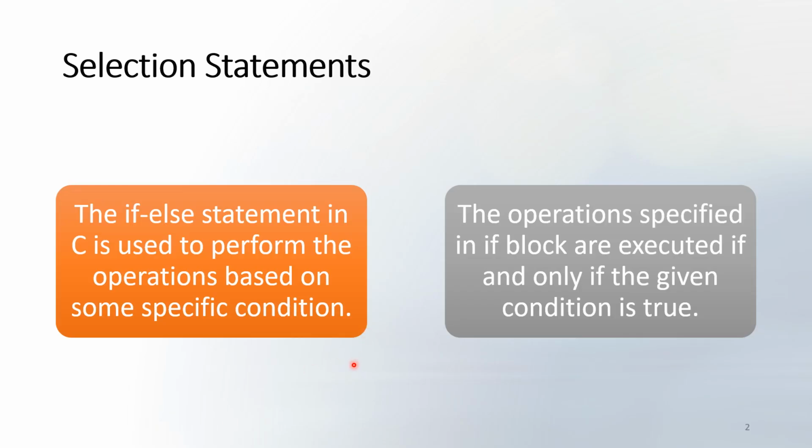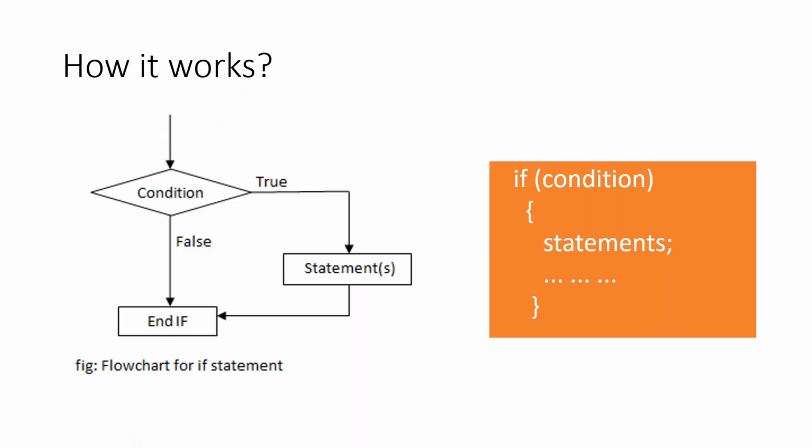So what is selection statement? Specifically if else. The if else statement in C is used to perform an operation based on a specific condition. Let's say we have some statements inside an if block. The statements can only be executed if and only if the given condition is true. So let's have a closer look at that statement.